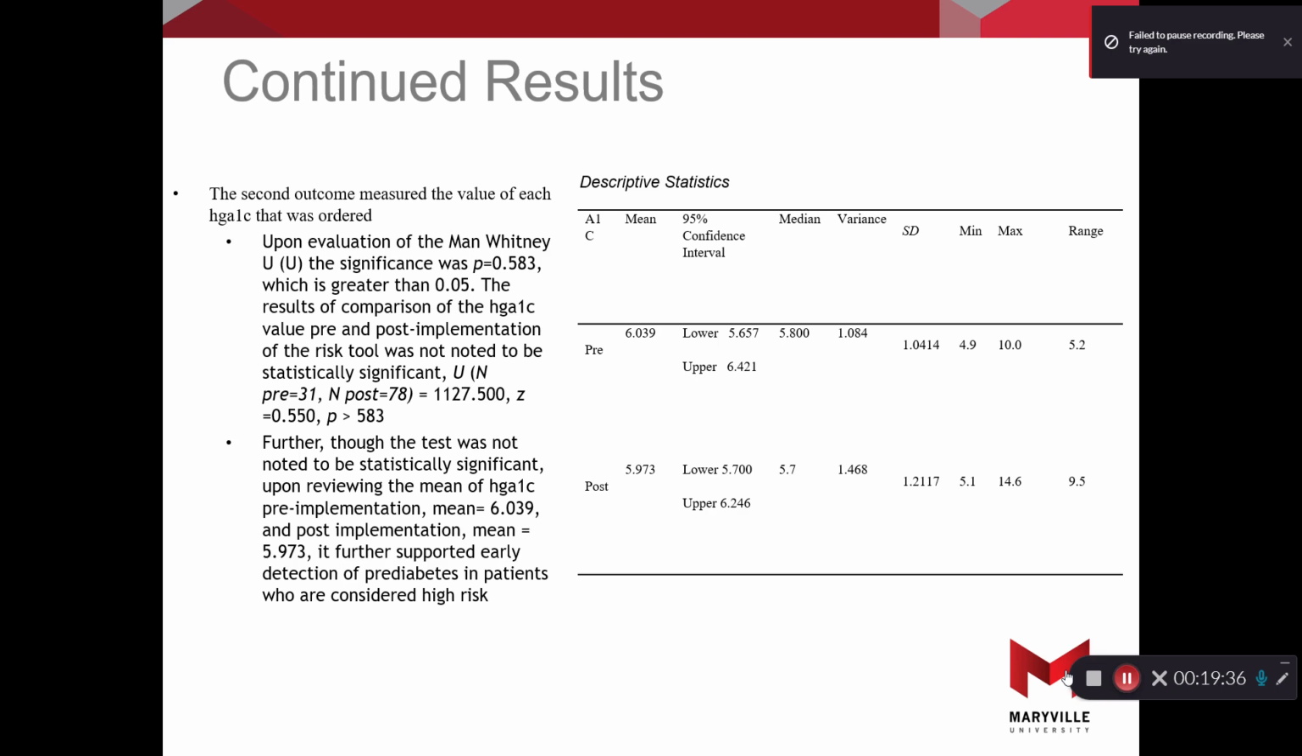However, though the test was not reported to be statistically significant, upon reviewing the mean of the hemoglobin A1C pre and post-implementation, the mean of pre was 6.039 and post-implementation mean was 5.973. This further supported early detection of prediabetes in patients who were considered high risk. Both of these numbers were greater than 5.7, which gave us a diagnosis of prediabetes. So as you can see, the mean of both of those, pre and post, was already at that pre-diabetic stage. So again, supporting the importance of diabetes screening and assessing risk, because these patients are in the pre-diabetic stage and they probably didn't know about it if they weren't told about it, and being able to prompt further intervention and further education is key here.